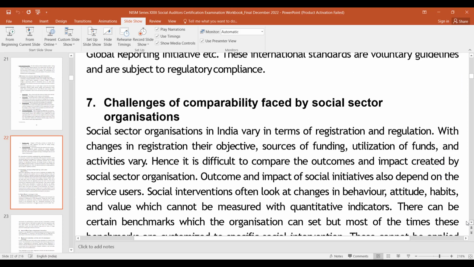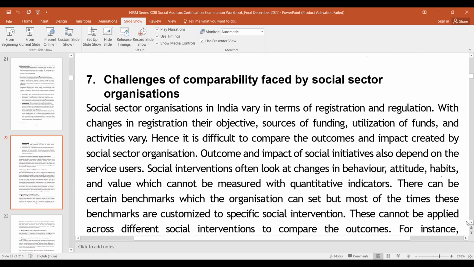Next is, what are the challenges of comparability faced by social sector organizations? These social sector organizations vary in terms of registration and regulation. We see that trusts, societies and Section 8 companies are governed by different sets of registration and regulations. With changes in registration, their objective, source of funding, utilization of funds, and activities may vary. Hence it is difficult to compare the outcomes and impact created by social sector organizations. They also depend upon the service users.